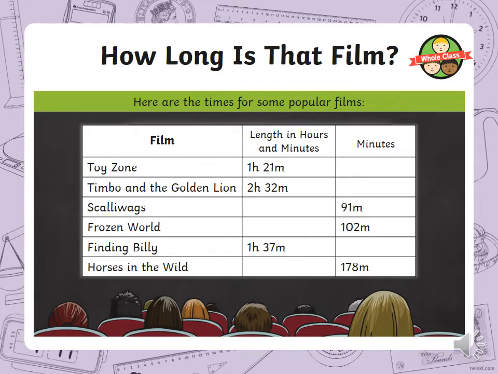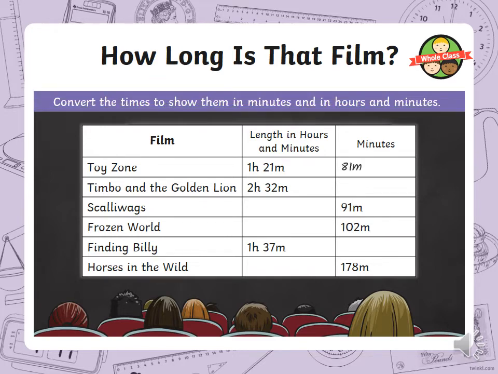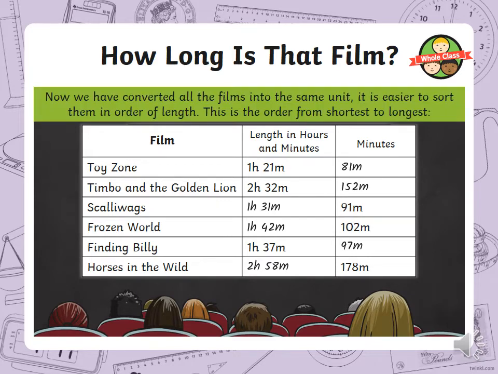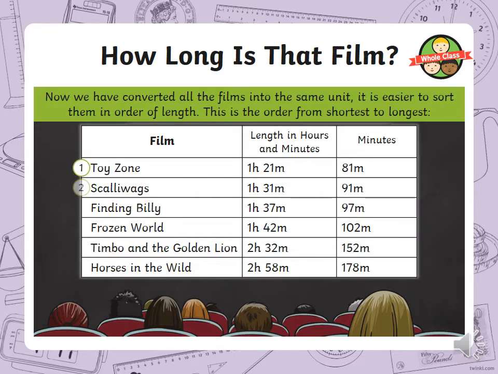Okay, so here are the answers. Hopefully you got all of them correct before we move on to the next slide. Now you have converted all the films into the same unit, it is easier to sort them in order of length. This is the order from shortest to longest. So that's quite easy to then sort out. So here are the order of the films from shortest to longest in length.